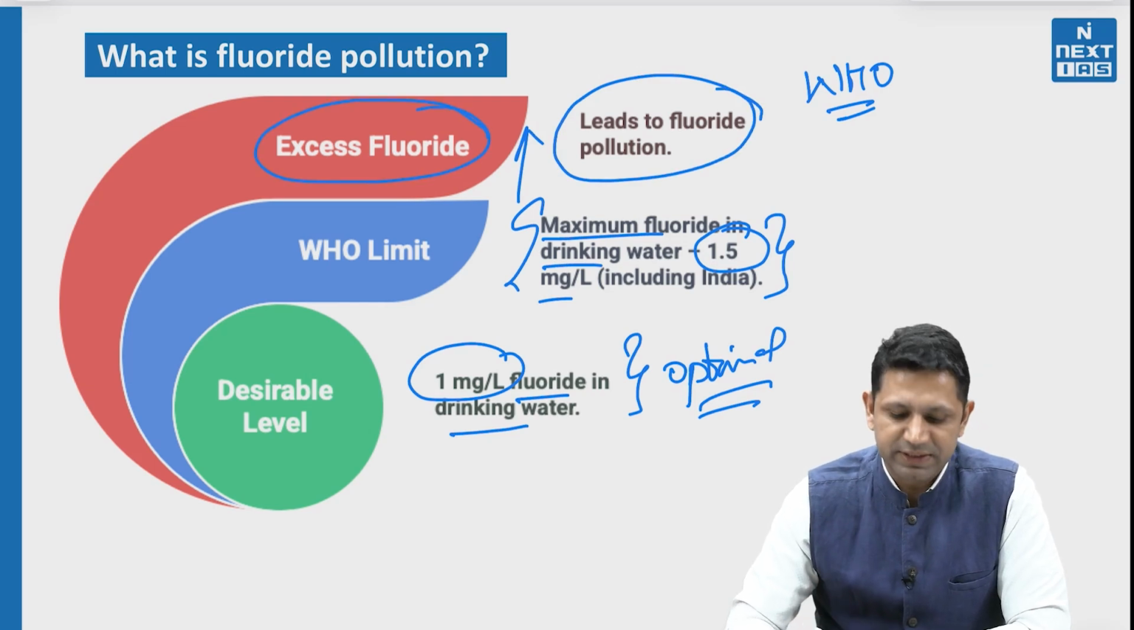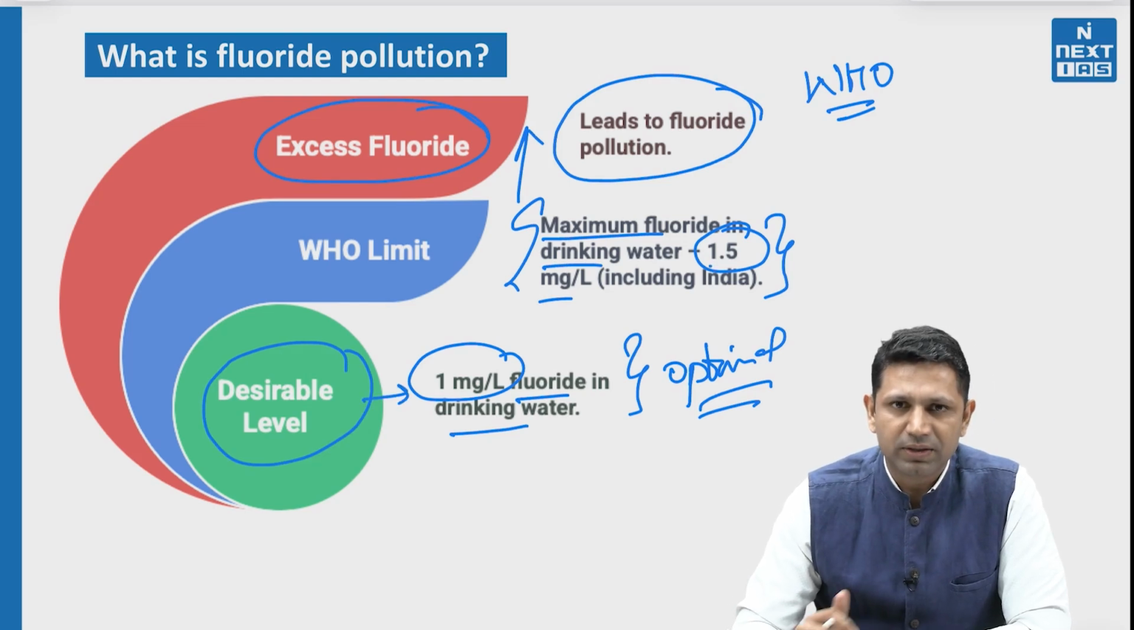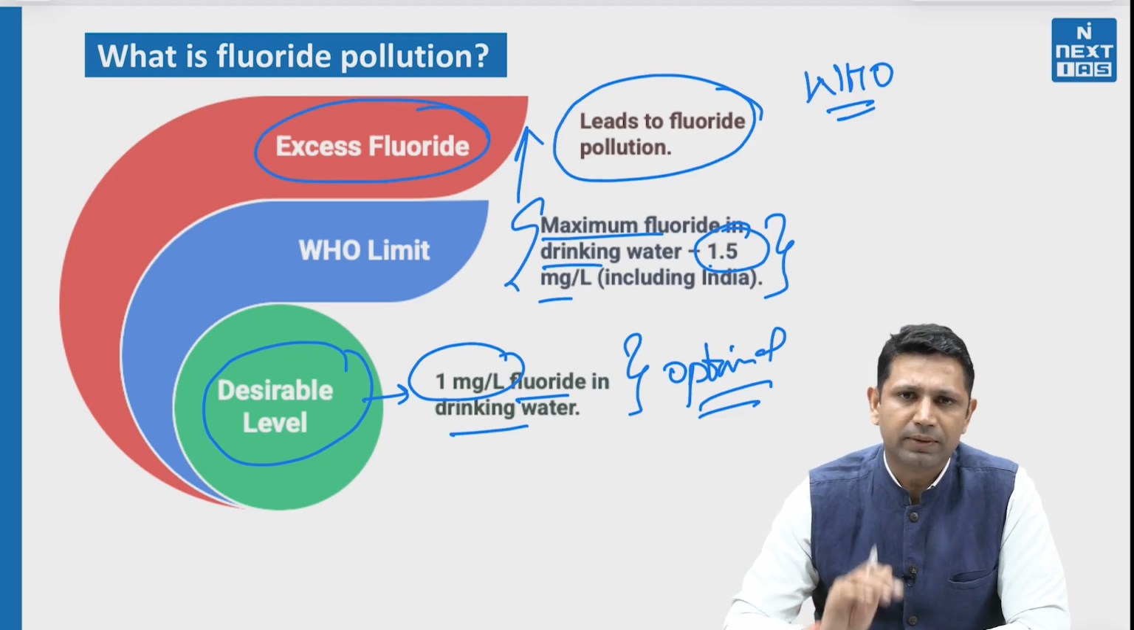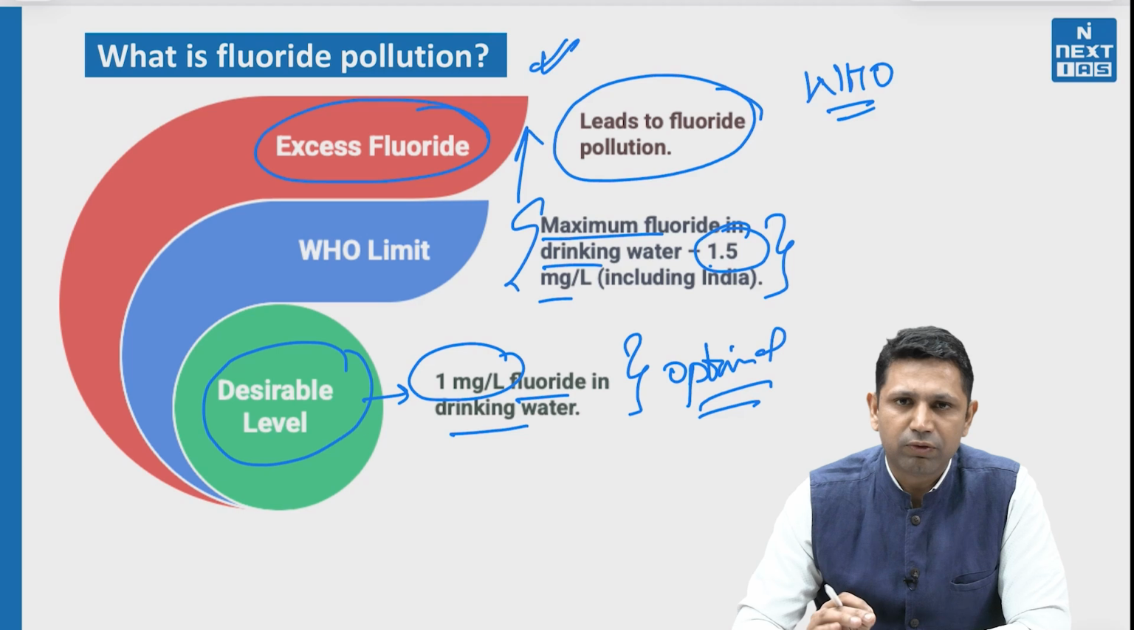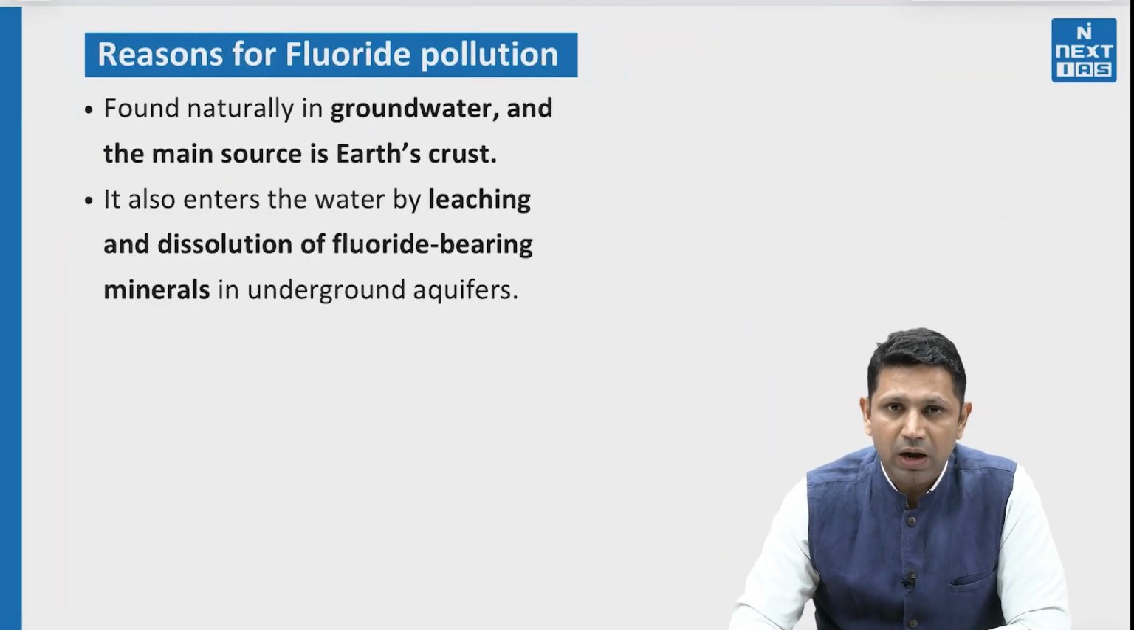So the WHO limit says that the desirable limit is 1 milligram per liter. 1.5 is the upper limit, and beyond 1.5 the water is not fit for drinking. So this is about the fluoride content in the drinking water. Now, how does this fluoride come to the groundwater?